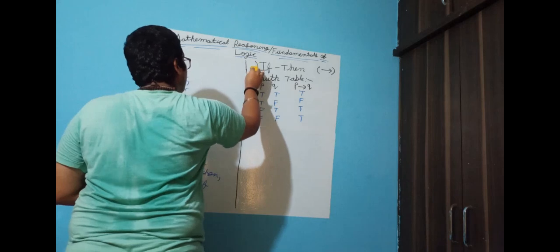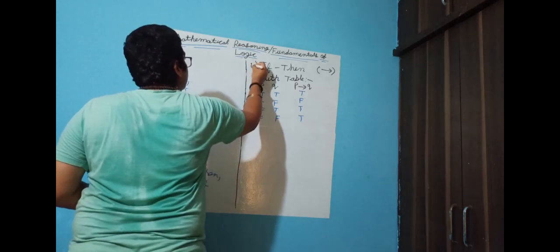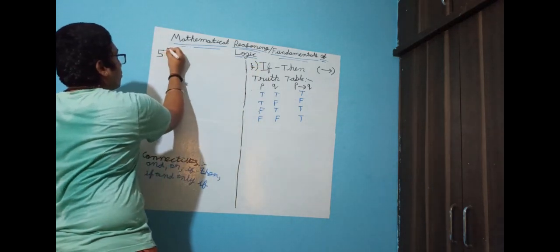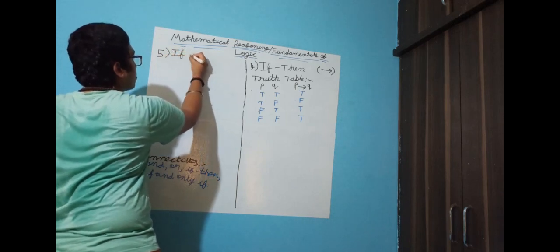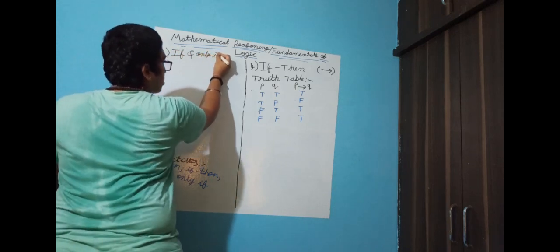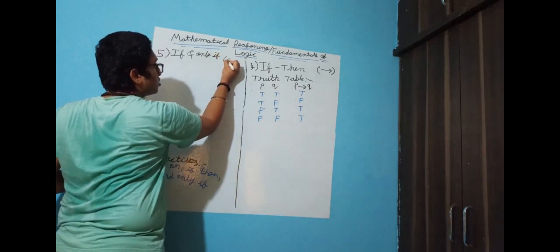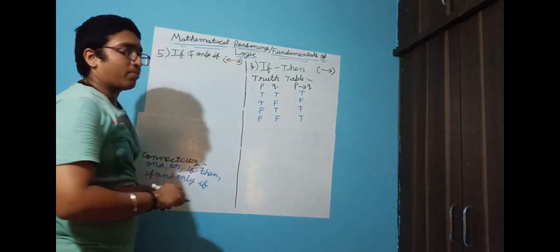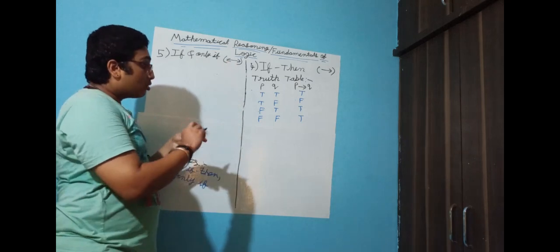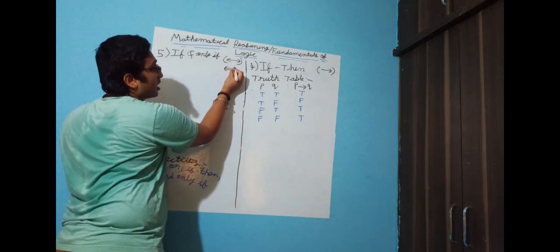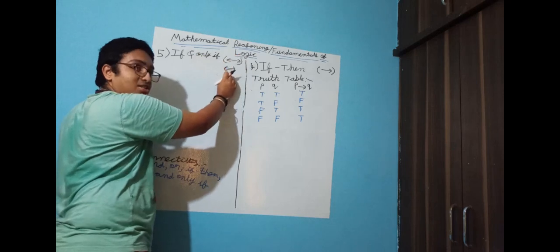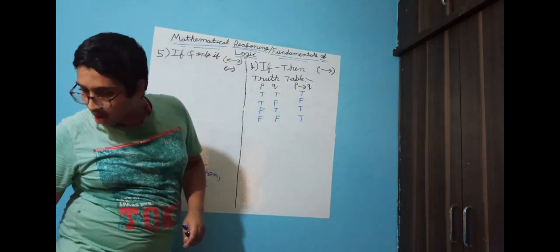Sorry, this is fourth. Next, fifth is if and only if. Here we use the biimplication symbol. Biimplication means a right arrow and a left arrow in a single symbol. Don't use this symbol where we generally use this symbol, right? But you should not use this symbol in mathematical reasoning or logic. Why, I will explain after some time.